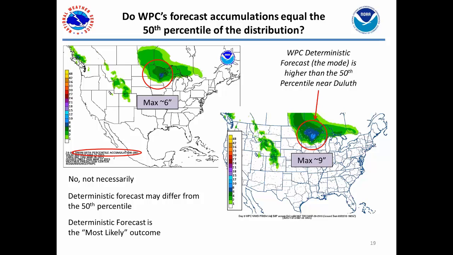equal the 50th percentile. In the example shown here, the top left map depicts our 50th percentile accumulation. If I call your attention to the area near Duluth, Minnesota, you can see that the max is around 6 inches. The figure on the right shows our deterministic forecast. Here you can see that the maximum grid value is actually around 9 inches. So in this case, our deterministic forecast is actually higher than the 50th percentile. So if you were to examine the distribution at this point, it would probably be skewed to the left.